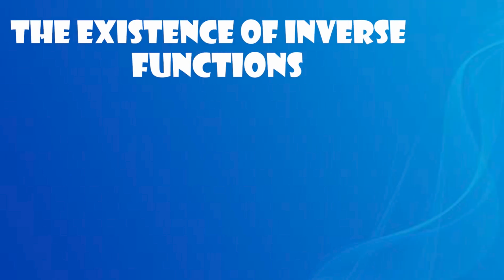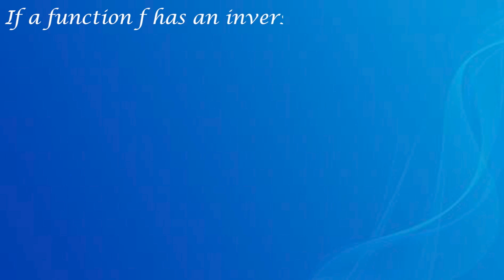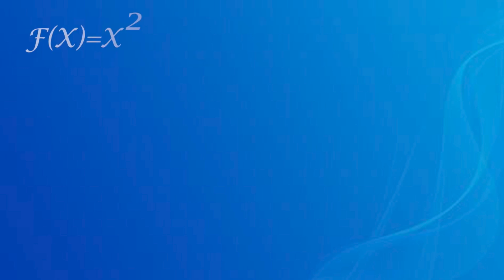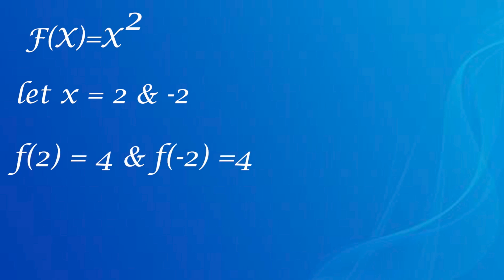Everybody, let us discuss the existence of inverse functions. If a function f has an inverse, then it must assign distinct outputs to distinct inputs. For example, f of x is equal to x squared. Let x be 2 and x be negative 2. f of 2 is 4 and f of negative 2 is 4.